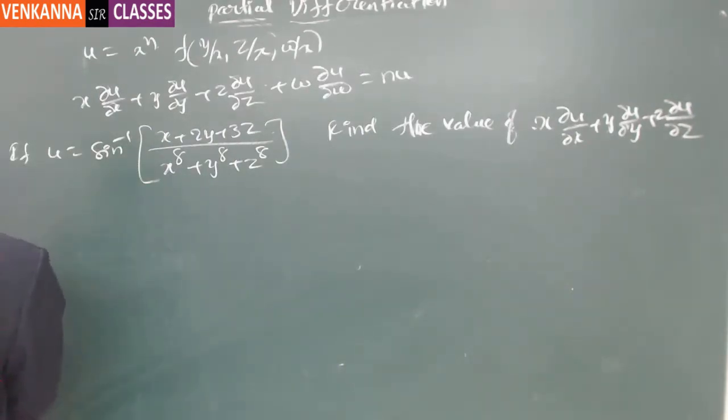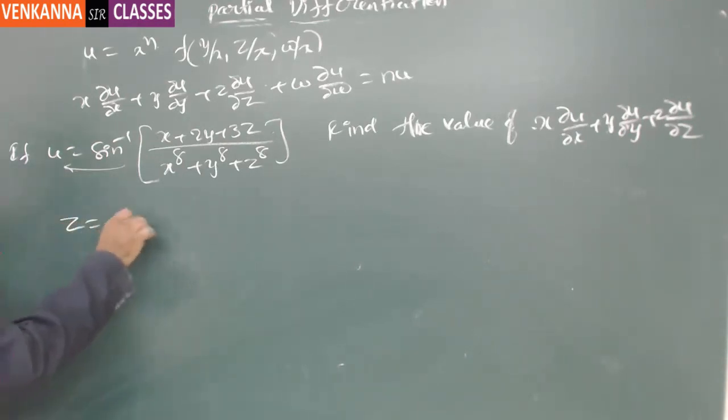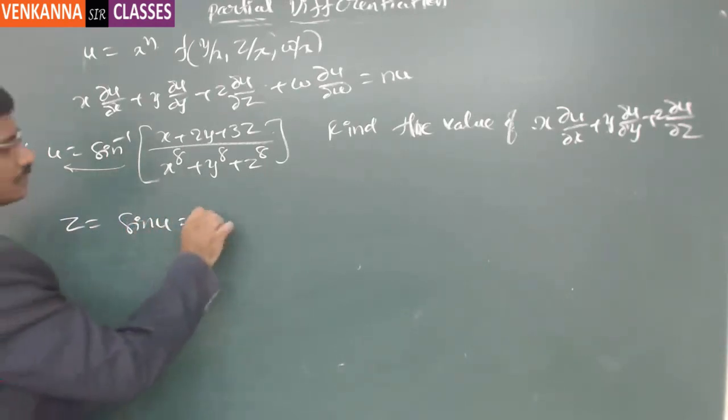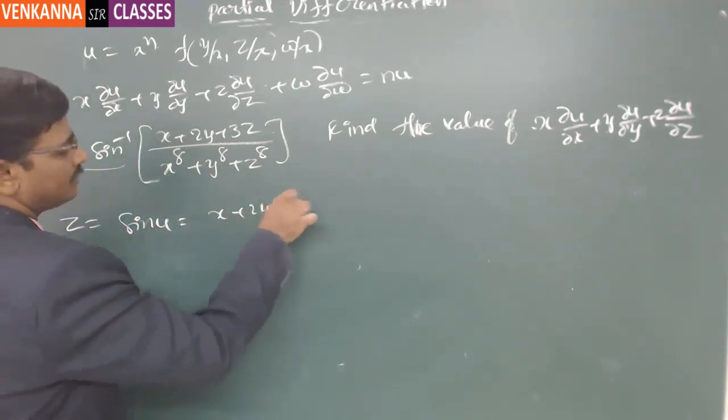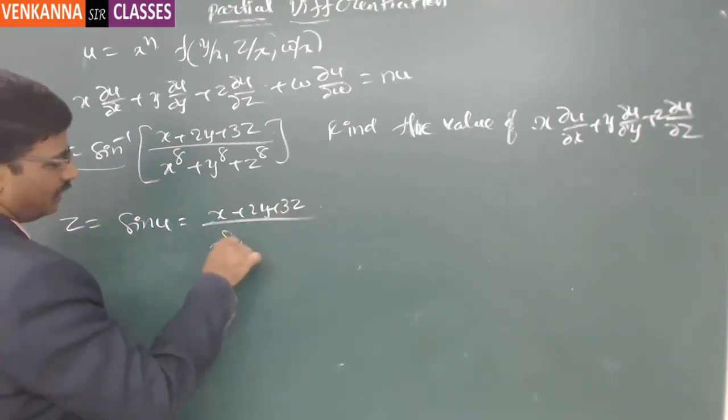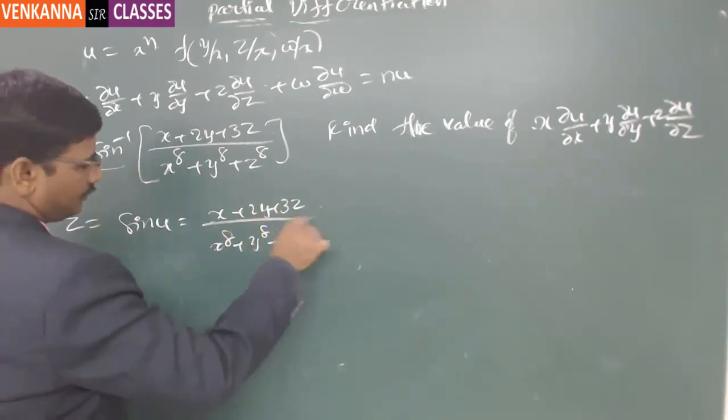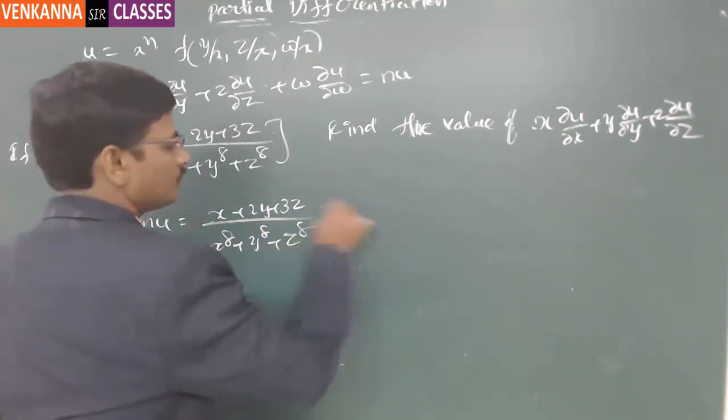Okay, good. So this is straightforward, exactly in the similar manner to what we have done in the previous case. Straight away, sin inverse of (x + 2y + 3z) divided by (x^8 + y^8 + z^8) is not in the Euler's homogeneous equation format. So for that, you can bring sin inverse to the other side. Then sin u = (x + 2y + 3z) divided by (x^8 + y^8 + z^8). Now this is an Euler's homogeneous equation.